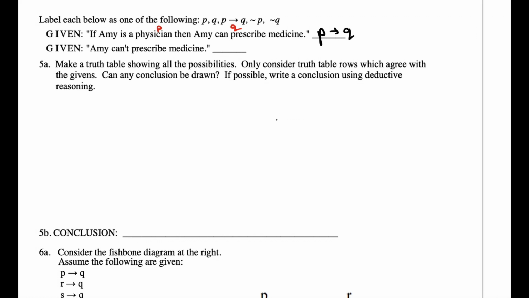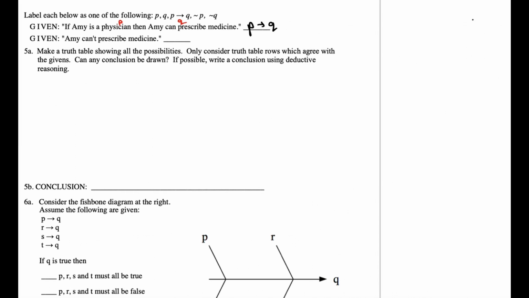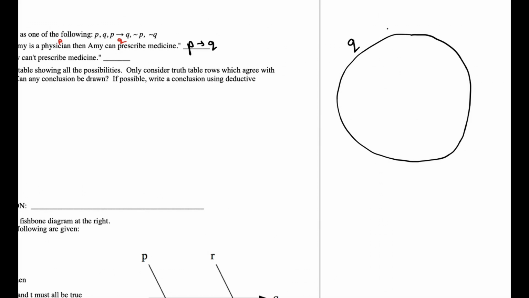Now, to help you out a little bit with this truth table, let's bring in a Venn diagram for Amy. This big bubble could be Q, prescribers of medicine. Being a physician is not the only thing that would let you prescribe medicine, but it's certainly one of them. So this could be bubble P, which is being a physician. If you have that license, you can prescribe medicine.